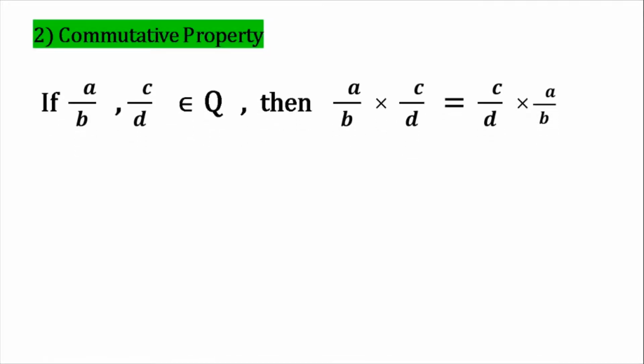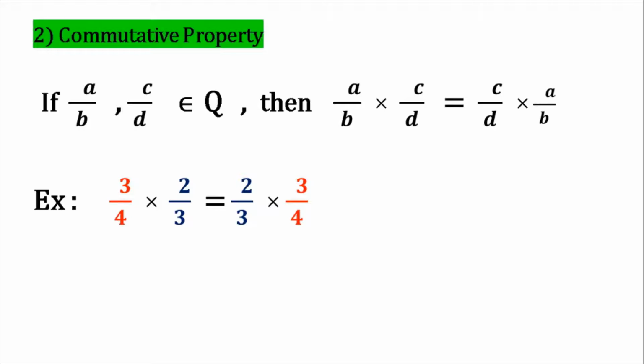Number 2, commutative property. If A over B and C over D belong to Q, then A over B multiply C over D equal C over D multiply A over B. Example, 3 over 4 multiply 2 over 3 equal 2 over 3 multiply 3 over 4, which means that if we change the order of the numbers, the result doesn't change, and it is the commutative property.